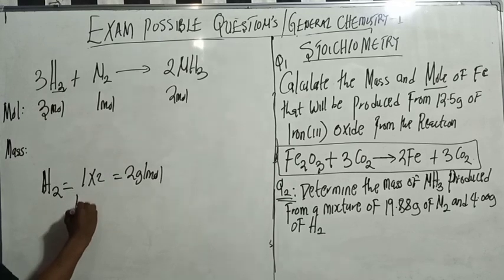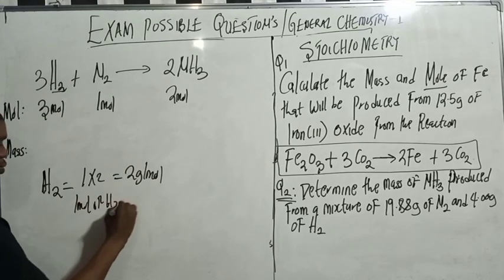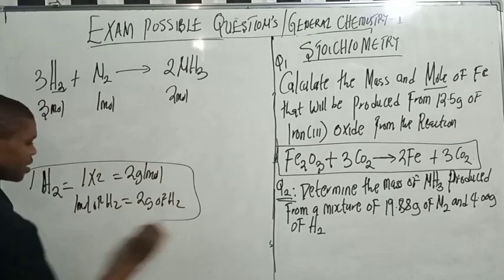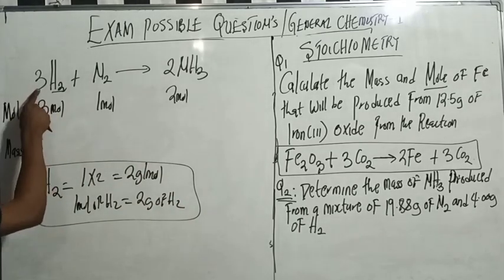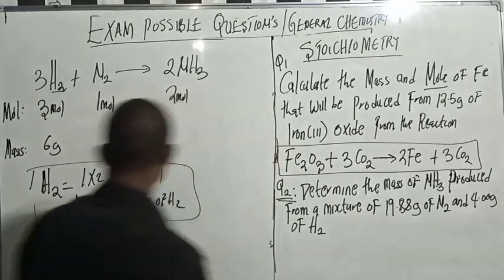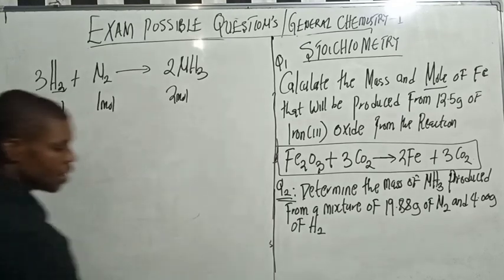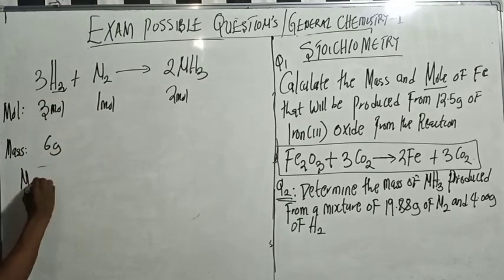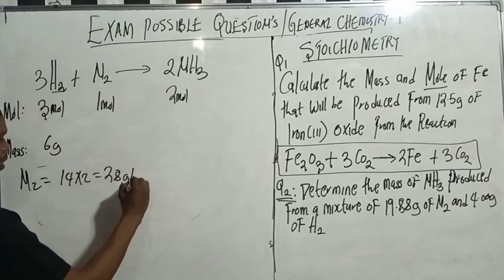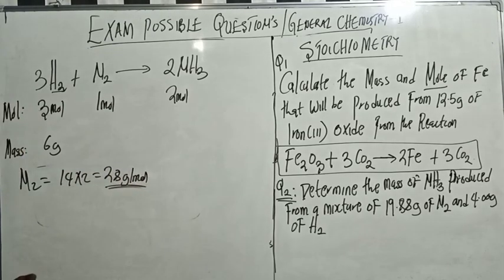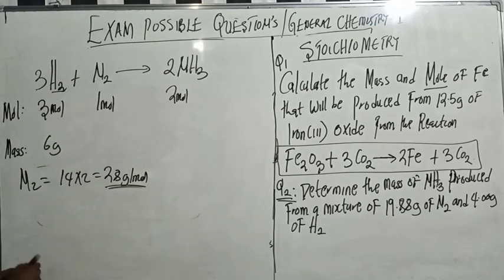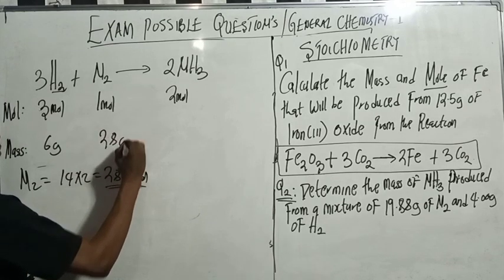For every 1 mole of H2, here I have 2 gram of H2. That is the meaning. So it's going to be 3 times 2, which is 6 gram. It's very important. The same thing with N2. For N2, what we want to do is 14 times 2, which is 28 gram per mole. The next thing you want to do now is 1 times 28, which is going to be 28 gram, right?